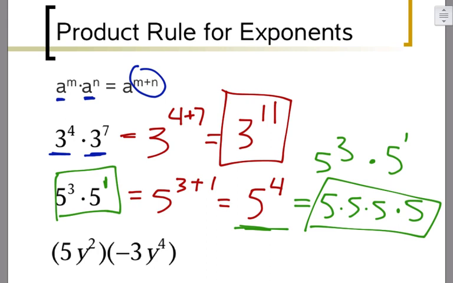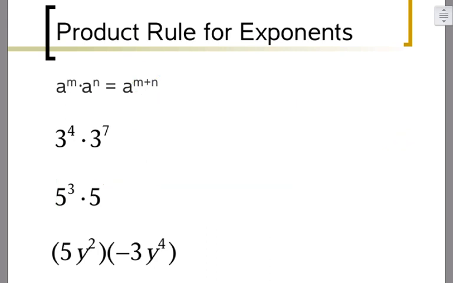Okay, now let's look at this last problem on the bottom. And what we see is that there's a few bases, and what I want to do is put the numbers together, the 5 and the negative 3, and I'll just multiply to get 5 times negative 3, and then I'll put the y's together. So y to the 2nd power times y to the 4th power. And you deal with the numbers and the letters respectively.